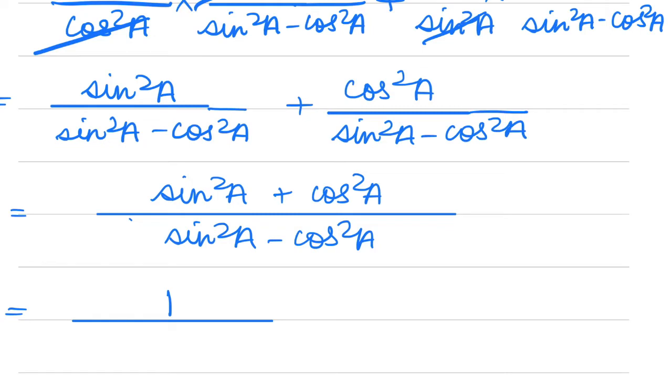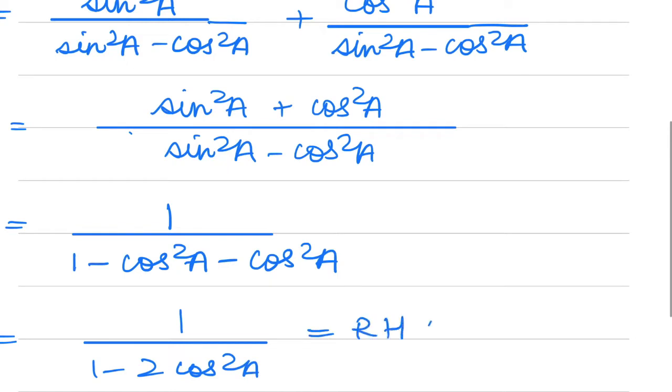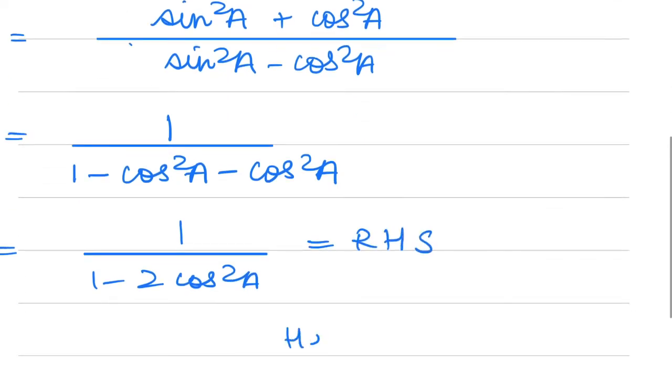On the right hand side we do not have sine square A, so sine square A I'll convert into 1 minus cos square A, minus cos square A. This is equal to 1 by 1 minus 2 cos square A. This is equal to right hand side. So hence proved.